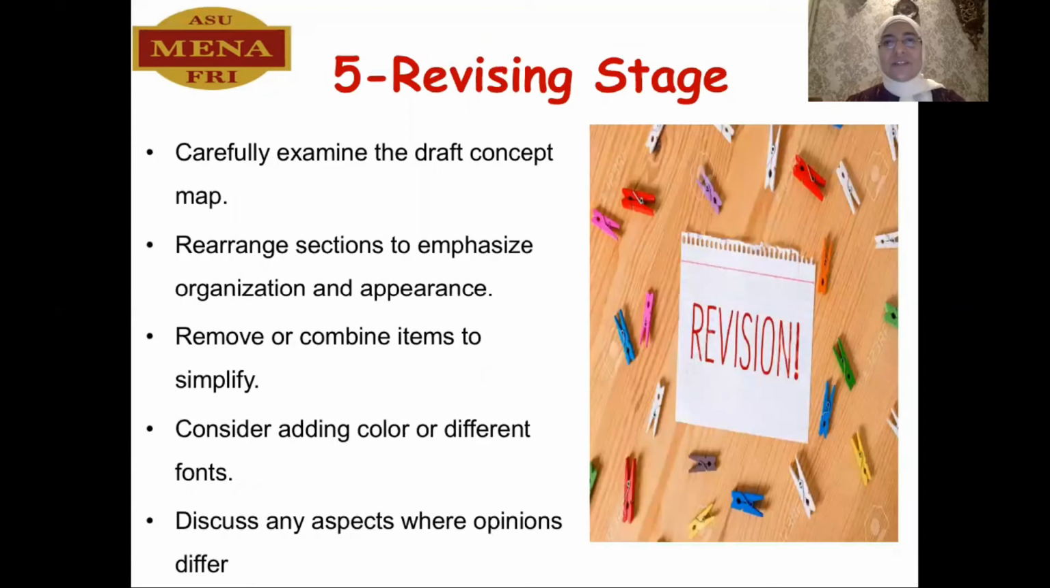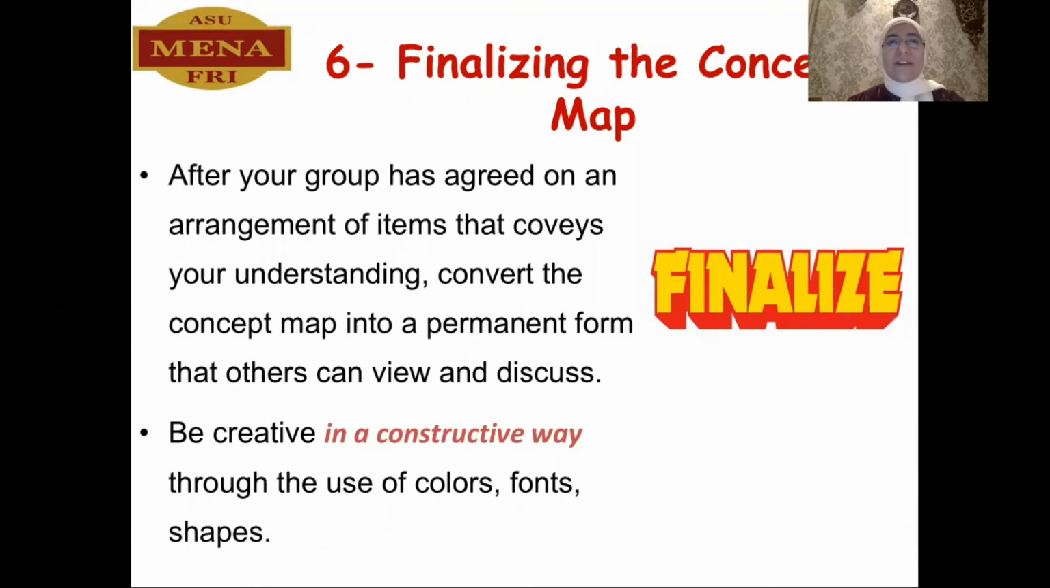Revising stage: in this stage, we will carefully revise the draft of the concept map, rearrange sections to emphasize organization and appearance, remove or combine items to simplify it, consider adding colors and different fonts, and discuss any aspects where opinions are different. Finalizing stage: after your group has agreed on an arrangement of items that conveys your understanding, convert the concept map into a permanent form that others can view and discuss. Be creative in a constructive way through the use of colors, fonts, and shapes.